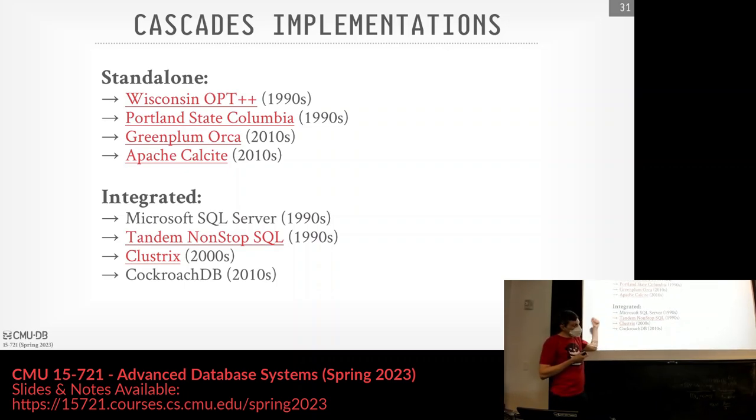Tandem NonStop SQL was a hardware company in the late 70s and 80s that was building super redundant hardware. Think of space shuttle kind of computers, where you have three CPUs computing the same thing and you see what produces the right result. They made a database system with Jim Gray when he left IBM. He was contractually obligated not to build another database system for a certain amount of time, so he was at Tandem working on fault tolerance stuff. Then they got him to work on NonStop SQL to build a new database system.